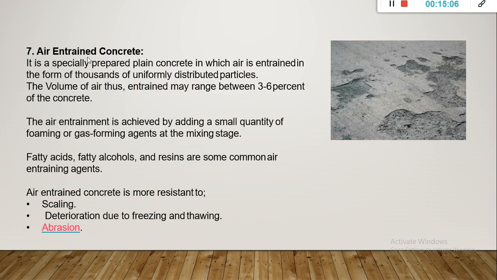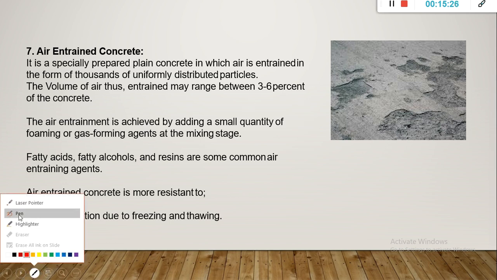Next, another important type of concrete is air entrained concrete. It is a specially prepared plain concrete in which air is entrained in the form of thousands of uniformly distributed air particles. The volume of air thus entrained may range between 3 to 6% of the concrete. Remember how much percent? 3 to 6% of the concrete.